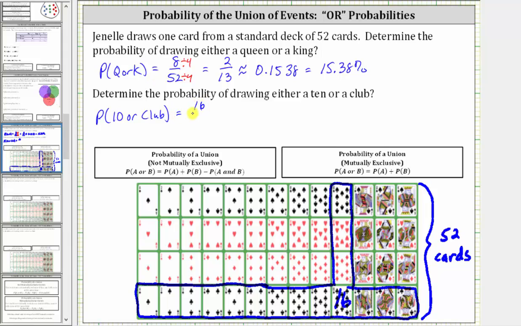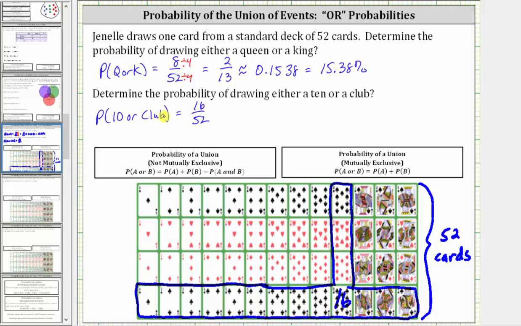So notice how we didn't just add the number of clubs and the number of 10s. That would have given us 13 plus 4, 17 favorable outcomes. But if we did that, we would have counted the 10 of clubs twice, and therefore we have to be careful when the events are not mutually exclusive, meaning when the two events can occur at the same time, or it's possible to have a card that is both a 10 and a club.